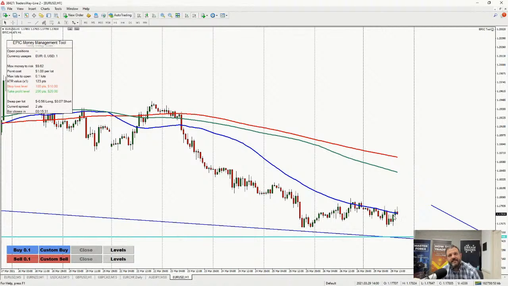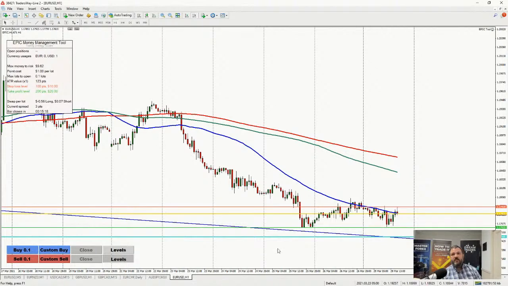Price is pulled back. It's a downtrend. So this would be a totally legitimate trade. But the reason I would prefer not to take it is because I'm overall looking for a bigger move. But let's look at our levels here. I've got my stop loss right here and my take profit right here.